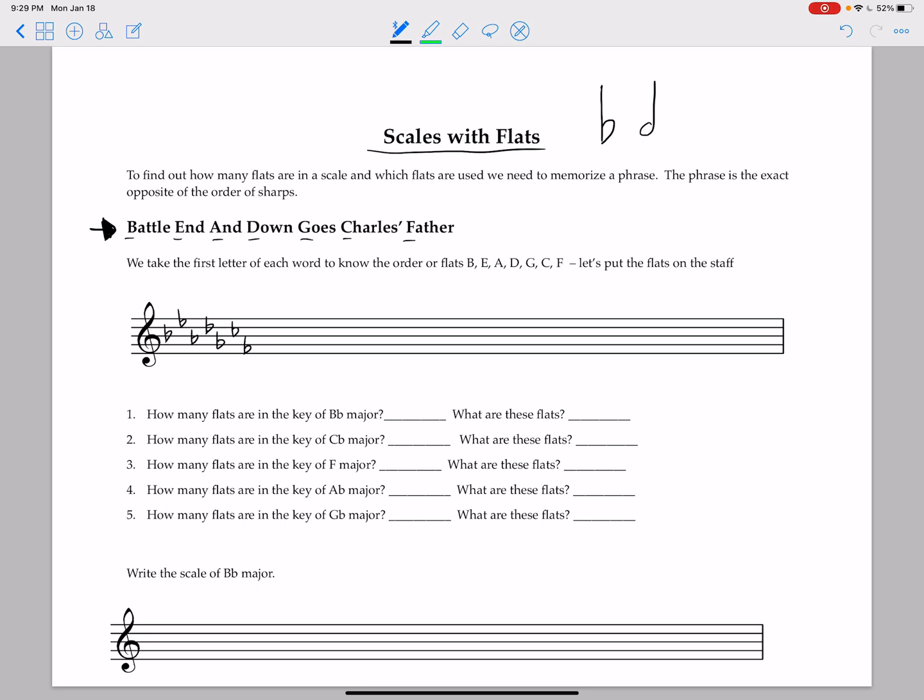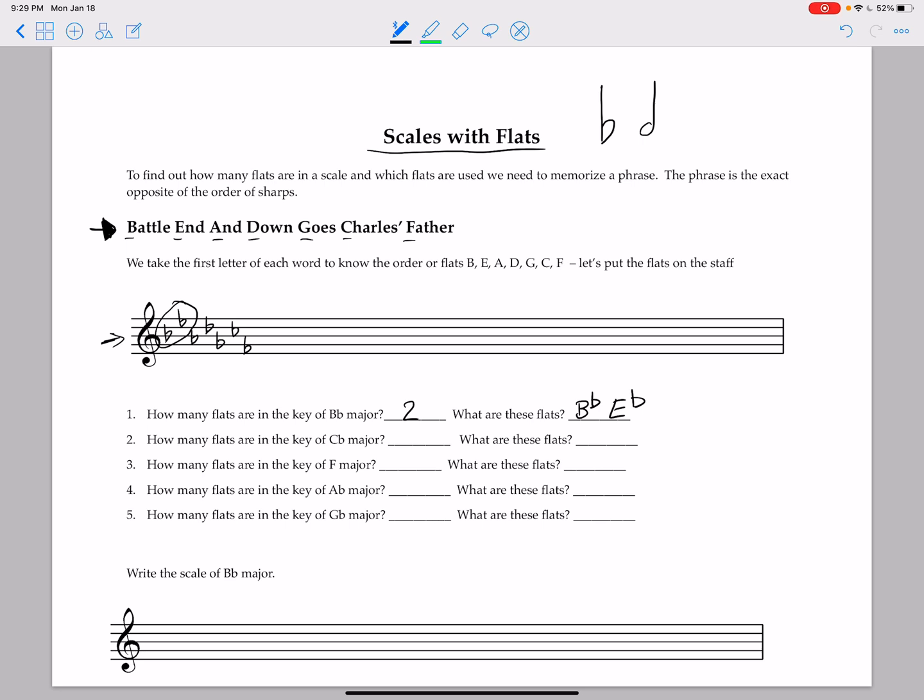Let's move down now to our questions. Our first question here is how many flats are in the key of B flat major? So what we want to do here is add one more flat. And what I mean is, if we look at our key signature here, we've got a B flat as our first one, so we add one more, which gives us B flat and E flat. So that's two flats, and they are B flat and E flat.